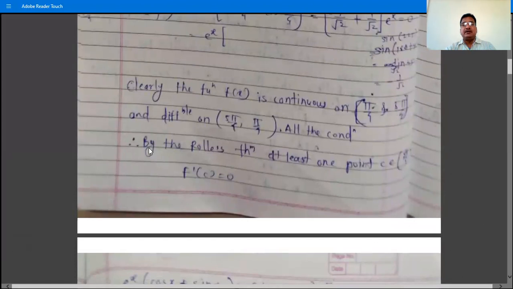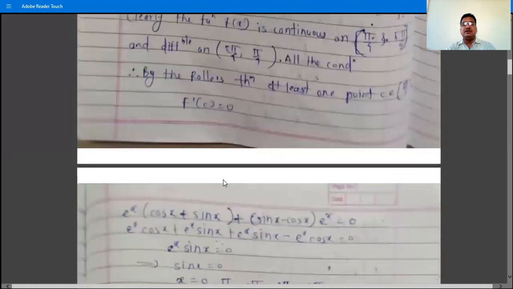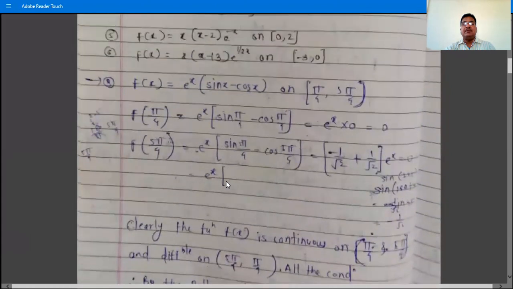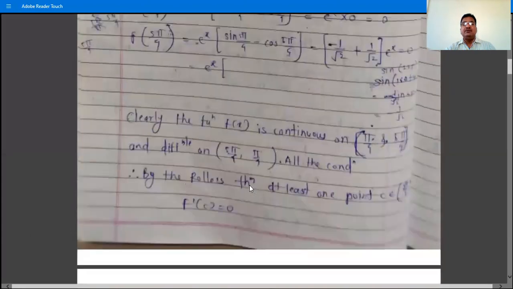theorem are satisfied, and therefore by Rolle's theorem there exists at least one point c belonging to the open interval pi by 4, comma 5 pi by 4, such that f dash c is equal to 0. So what is f dash c? First find f dash x by using the u into v rule.